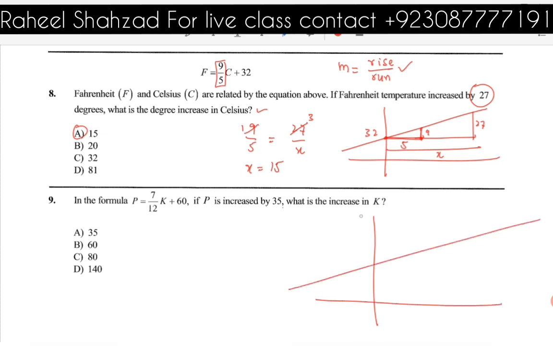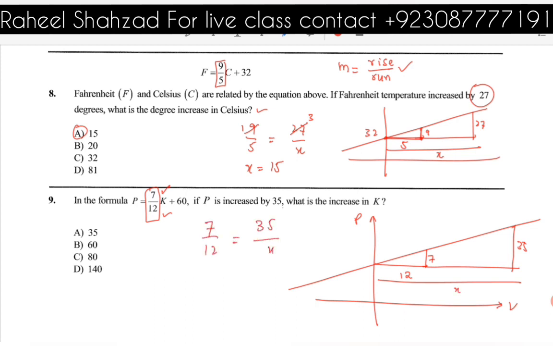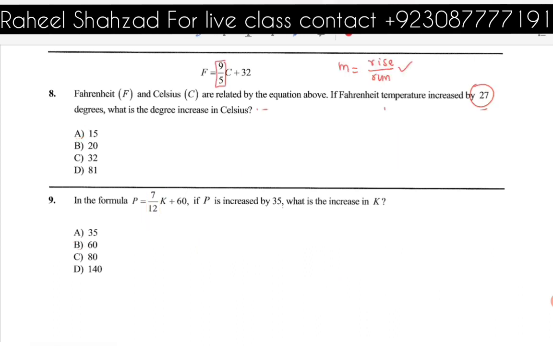Suppose this is again p and k. If p increased by 35, again that is 7 by 12. You need to remember that the gradient is always rise over run. So 7 is rise and 12 is run. So if rise is rather 35, what will be run? So again 7 by 12 must be equal to 35 by x. So 7 5s are 35, cross multiplication, 12 5s are 60. So 60 is the answer, B is the answer, right?